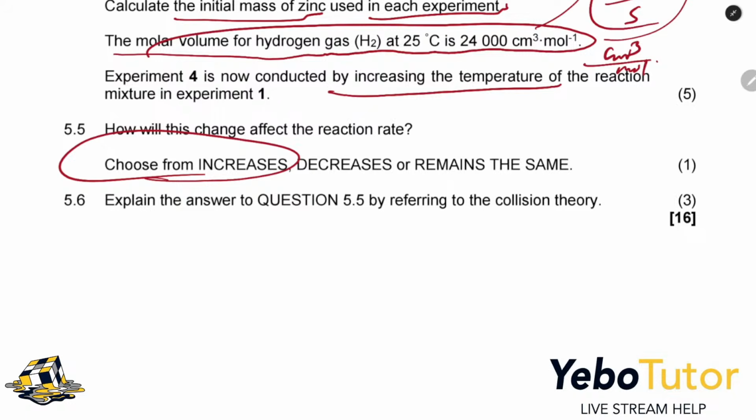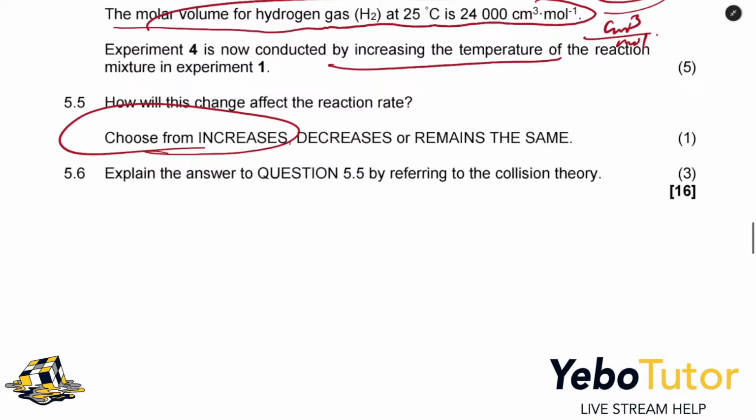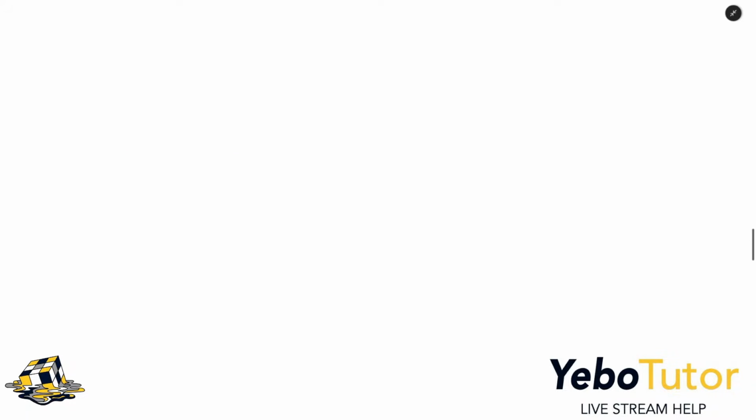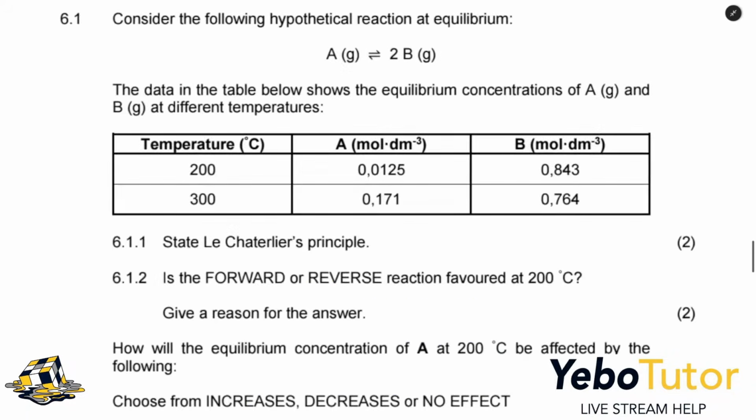Definitely, guys, at higher temperatures, the average kinetic energy of the particles is higher, which means that there will be more particles that have sufficient kinetic energy, equal to or higher than the activation energy, which means that there will be more effective collisions per unit time. Okay, that's perfect. Let's look at question 6.